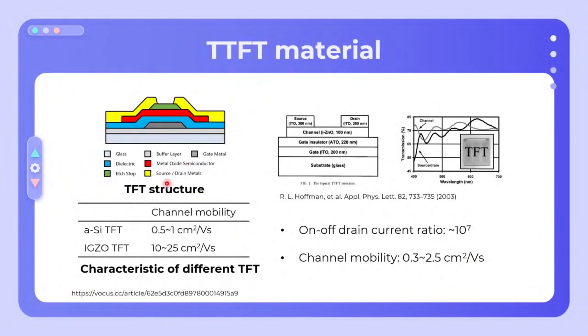Next is the TFT's material, because TFTs usually use amorphous silicon or IGZO as the channel material. These two are non-transparent. So if we want the TFT to become transparent, we need to change the channel material. In Applied Physics Letters in 2003, they used zinc oxide as the channel material. It not only shows a high transmittance of around 75%, but also has a high channel mobility, which is even higher than amorphous silicon.